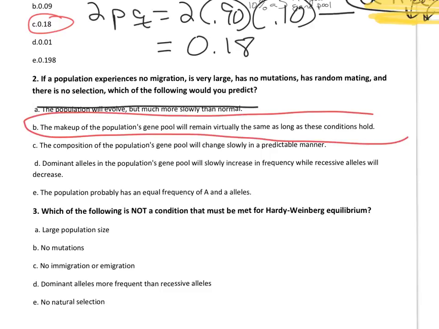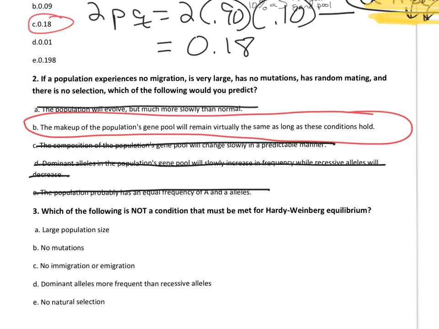A lot of people did well on this quiz. The composition of the population's gene pool will change slowly in a predictable manner. No. Dominant alleles in a population's gene pool will slowly increase. No, right? Because if that happened, we'd call that evolution. And the population probably has equal frequency of A's. This is not true. There's no way of telling that without measuring it, right?